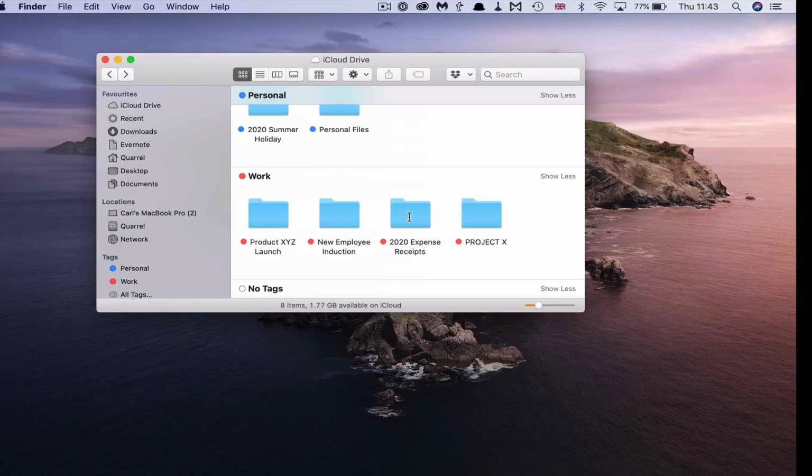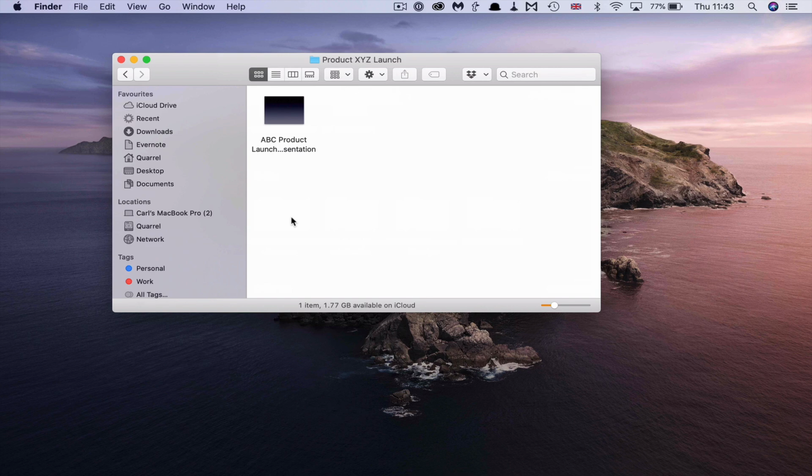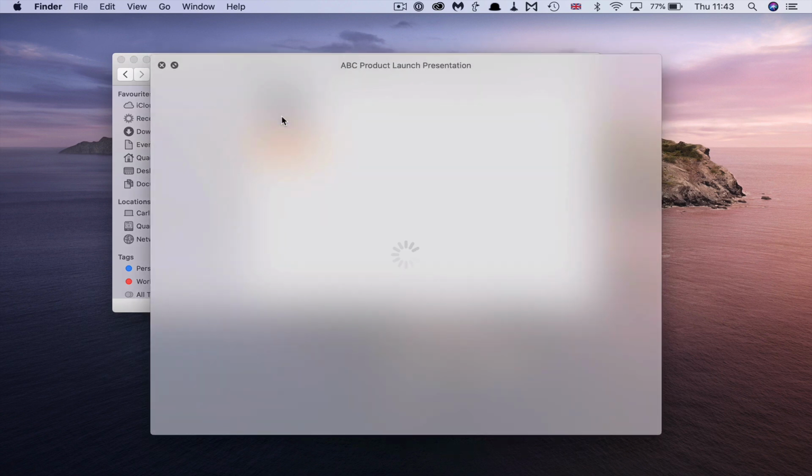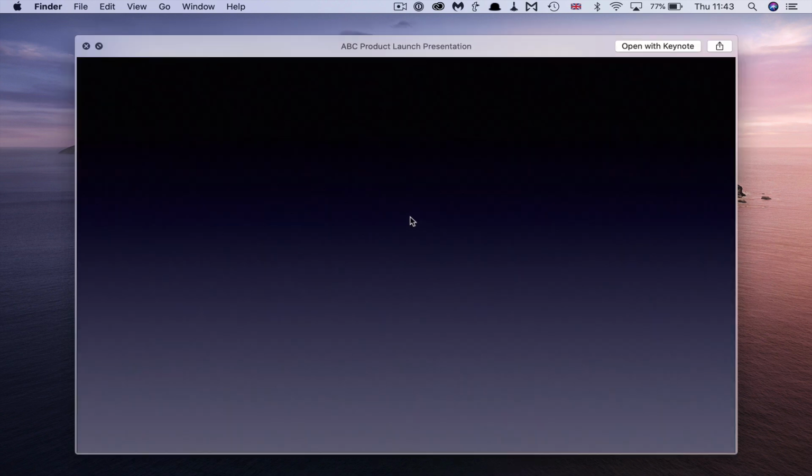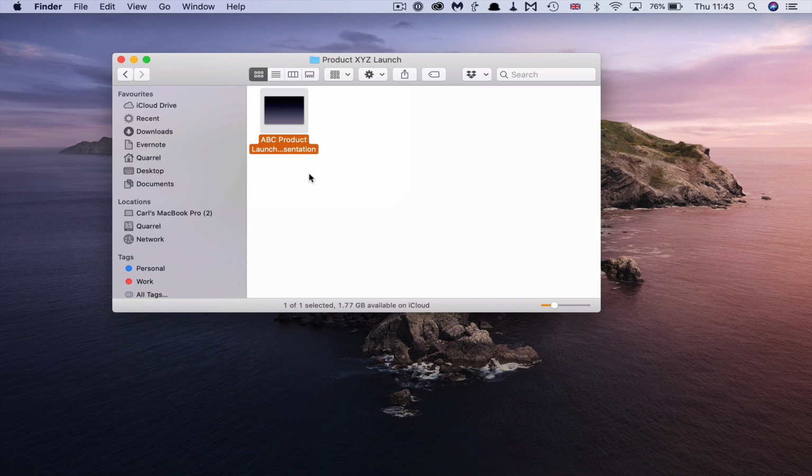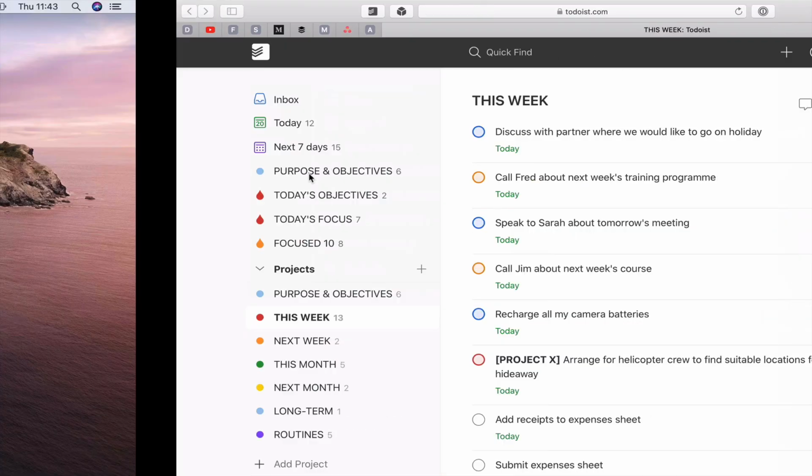So I've got a couple here. I've got like product launch XYZ. I have the ABC product launch presentation file in here. I can now open that file, and with Apple you can just hit the space bar and it will open up the file. I can quickly see the presentation like that. I don't actually have to open the file, but that would give me the real picture of exactly where I am with a particular project.